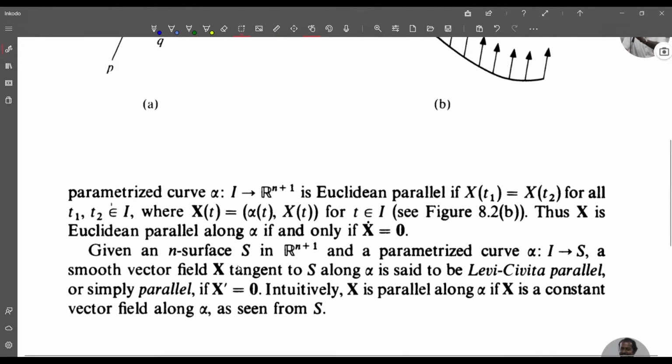And given an n-surface S in R^(n+1) and a parameterized curve alpha from I to S, a smooth vector field X tangent to S along alpha is said to be Levi-Civita parallel, or simply parallel, if its covariant derivative is 0. Intuitively, X is Levi-Civita parallel along alpha if X is a constant vector field along alpha as seen from S.